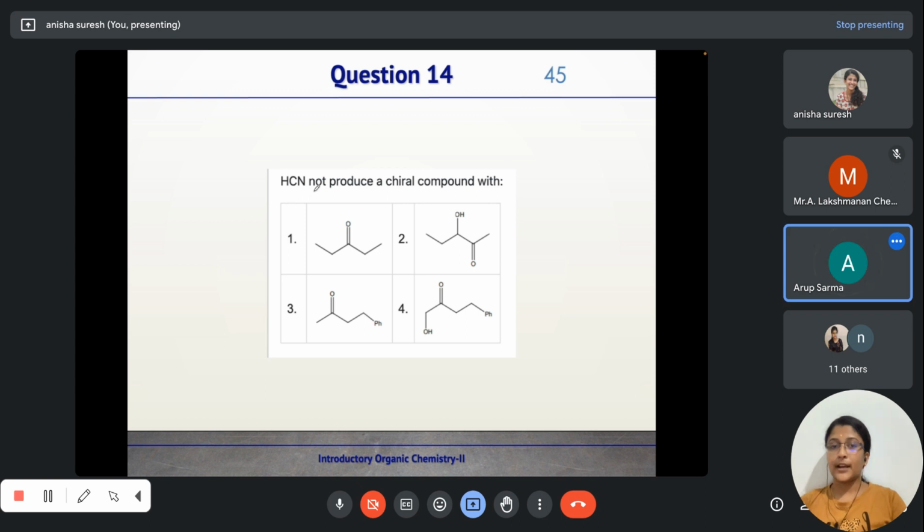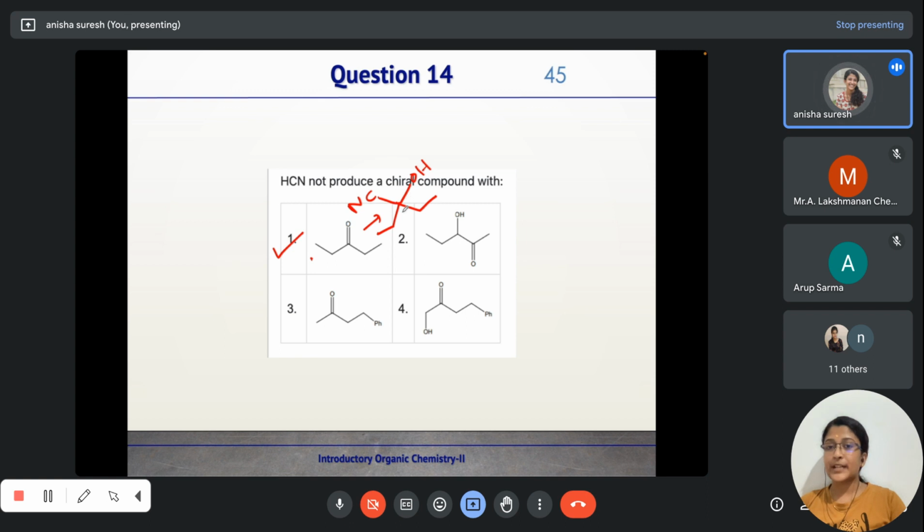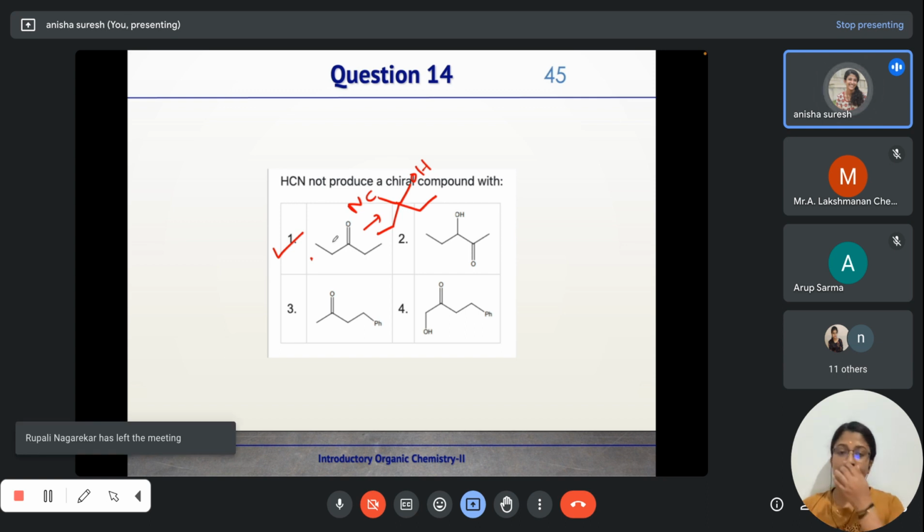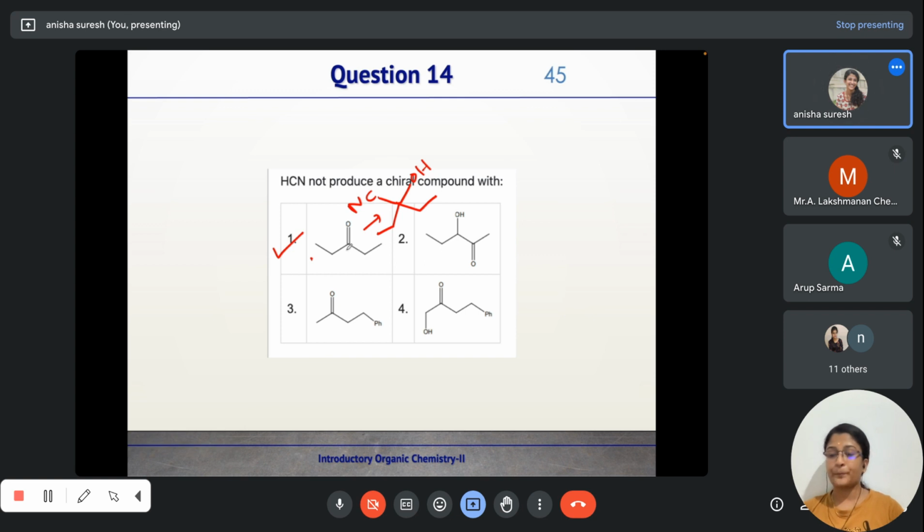Option 1. Option 1 is having two ethyl groups. So if we add HCN to this, it will result in formation of OH, CN, ethyl, ethyl. So here all the four groups are not different. This ethyl is common. So this is not a chiral center. So option 1 will be the correct answer. HCN will not produce a chiral compound with this ketone.